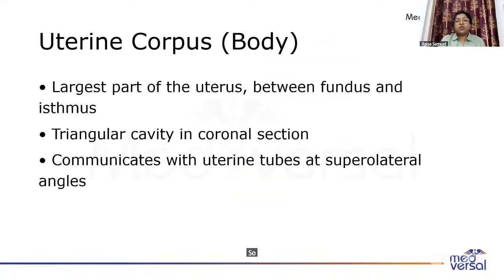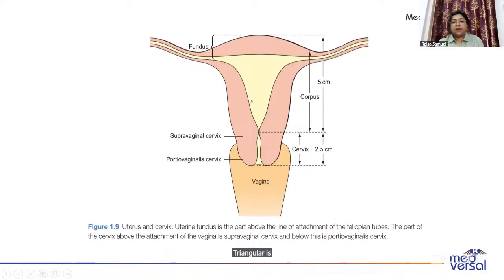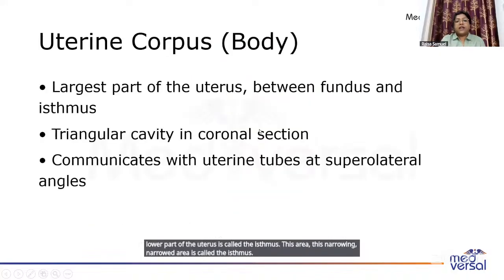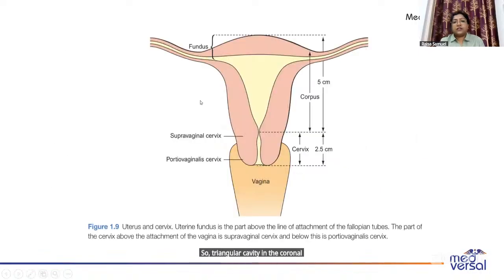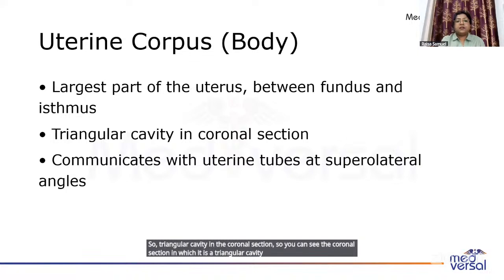The corpus or the body is the largest part of the uterus, between the fundus and the isthmus. The isthmus is the area just above the cervix and the lower part of the uterus. This narrowed area is called the isthmus. It has a triangular cavity in the coronal section. So you can see the coronal section in which it is a triangular cavity, and it communicates with the uterine tubes, that is the fallopian tubes, at the superolateral angles.